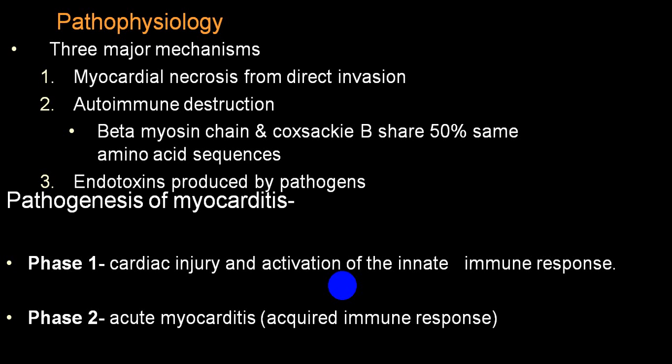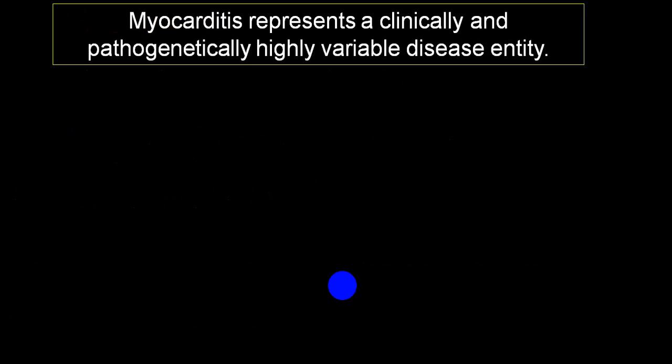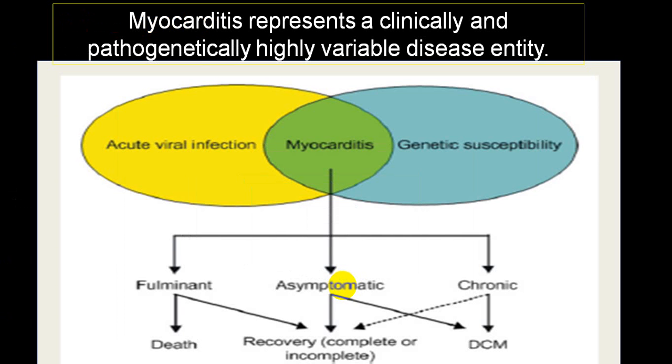So pathogenesis wise, there is cardiac injury and activation of an immune response. Then you get acute myocarditis, which is called the acquired immune response, and then the person goes into what we call a recovery stage, or there is persistence of inflammation, and then the person develops cardiomyopathy, which can be dilated or restrictive cardiomyopathy.